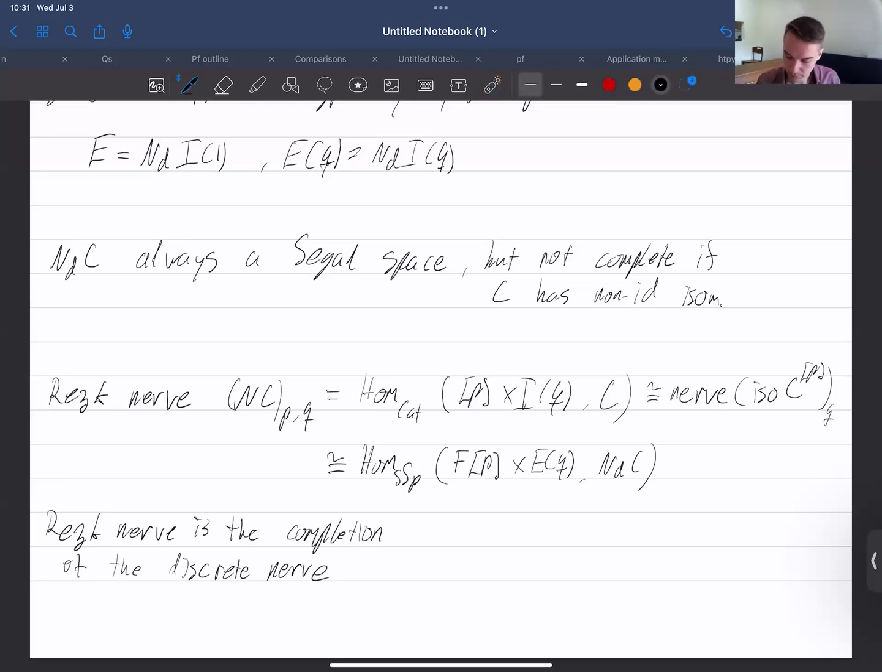Right, so I should mention that this N of C is always a complete Segal space. So in fact, encoding these isomorphisms at all levels, independent of this degree P, allows us to capture these isomorphisms as well, and then that will impose the completeness condition for this nerve.